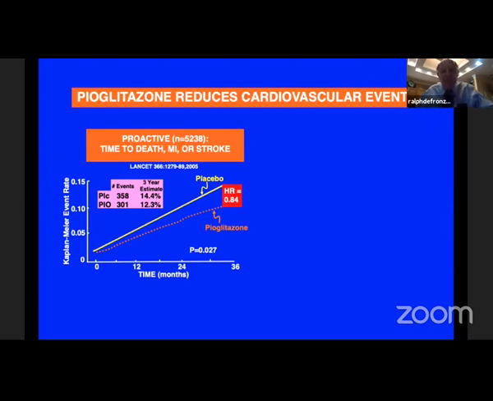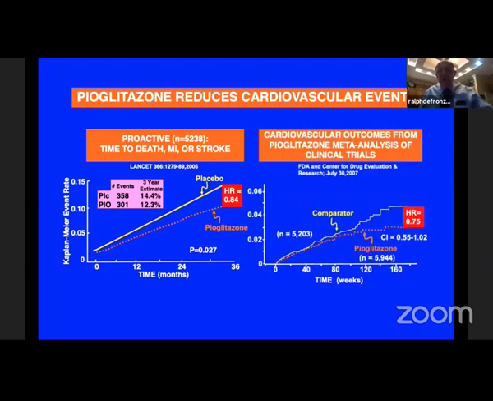So this is the PROACTIVE study, 5,238 patients carried out in Europe, in which they took people who had a cardiovascular event, and then they looked at time, this is a Kaplan-Meier plot, to the MACE endpoint, which is cardiovascular death, non-fatal MI, non-fatal stroke. Hazard ratio is 0.84. There's a 16% decrease in cardiovascular events. Now, this is highly statistically significant.